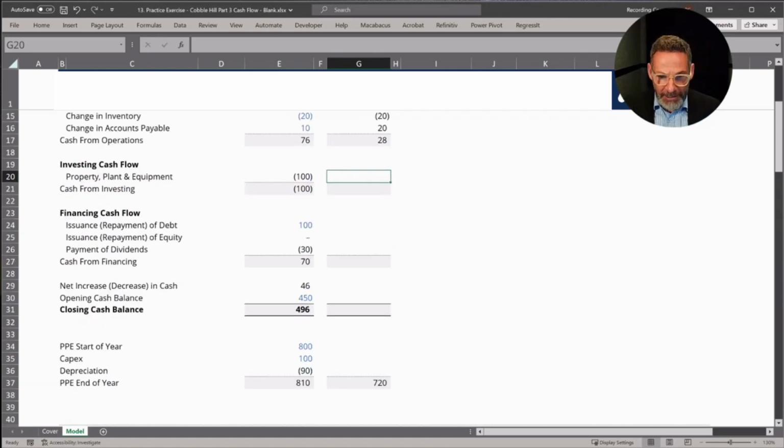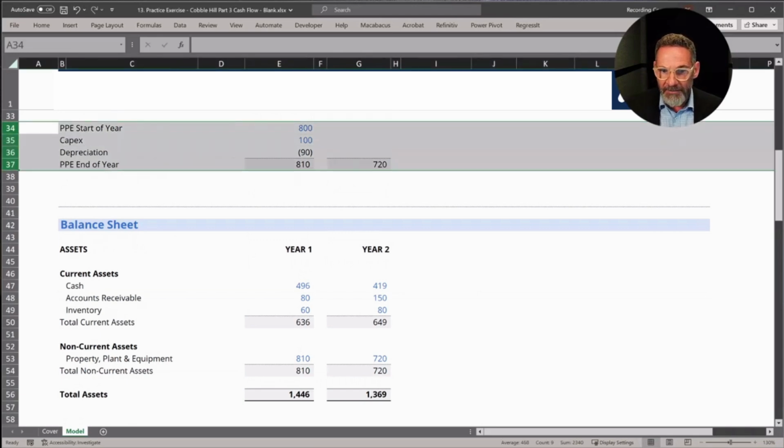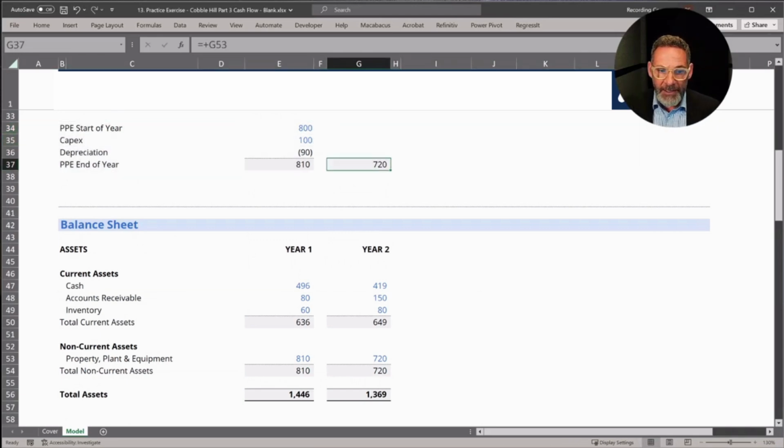If we scroll down and find rows 34 through 37, I've started filling it in. I'm just going to delete that. And what we're going to do is back out CapEx. What I mean by that is we can solve for CapEx, or capital expenditure, because we'll know what the opening balance is, the closing balance, and we know what depreciation is. And the number that makes it all balance has to be CapEx.